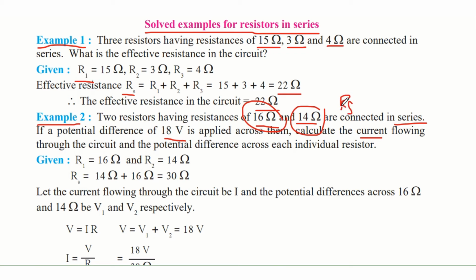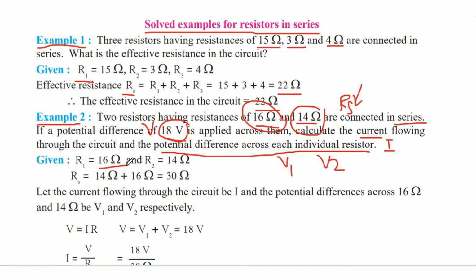Then they are telling us to find out the current flowing through it, and they have given us the potential difference, that is V of 18 volt. So then they are asking us to find I across the RS. And then after that, they are also telling us to find out the potential difference that is present across each of them. That is, they're telling us to find V1 and V2. So first, let us go through this example one by one. So first, let us find out RS.